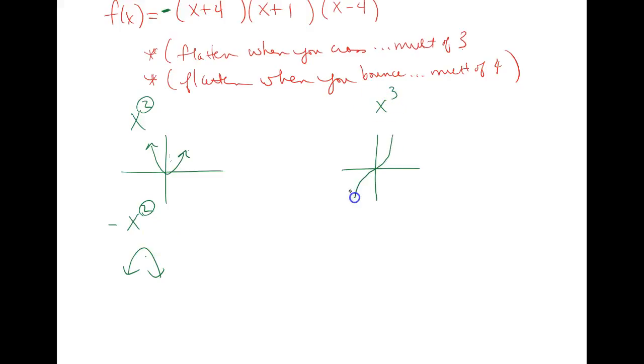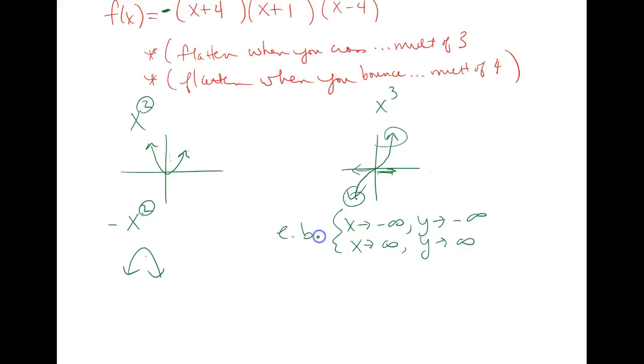Well, if you know the parent for x to the third, it goes down on the left and up on the right. So some teachers would write that as x is approaching negative infinity, okay? Y is approaching, well, it's going down, so negative infinity. And then on this side, as x is approaching positive infinity, so as the x's are getting bigger and bigger and bigger, the y's are also getting bigger and bigger and bigger. That might be the answer for end behavior.